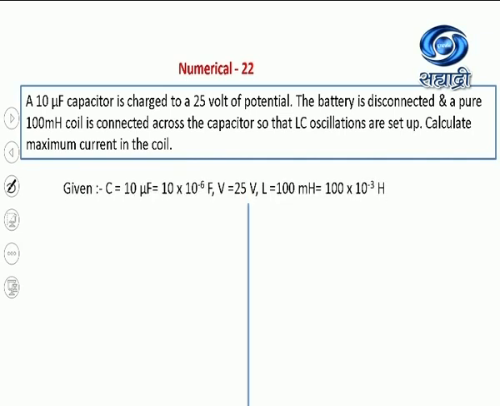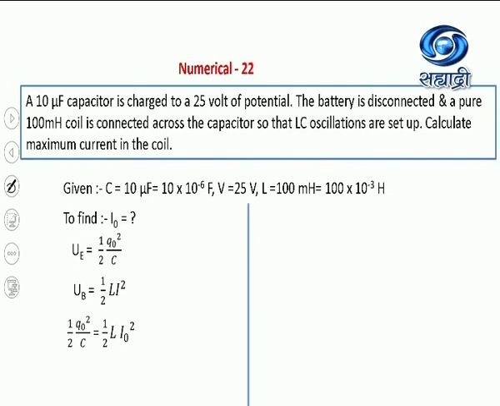They have given capacitance as 10 microfarad, that is 10 into 10 to the power minus 6 farad. Voltage is 25 volt. Self-inductance is 100 into 10 to the power minus 3 Henry. We have to find the peak current. Electrostatic energy is given by the formula half Q naught square divided by C. And magnetic energy is given by the formula half Li square. It is inductor and capacitor connected in parallel. LC oscillations we have studied.